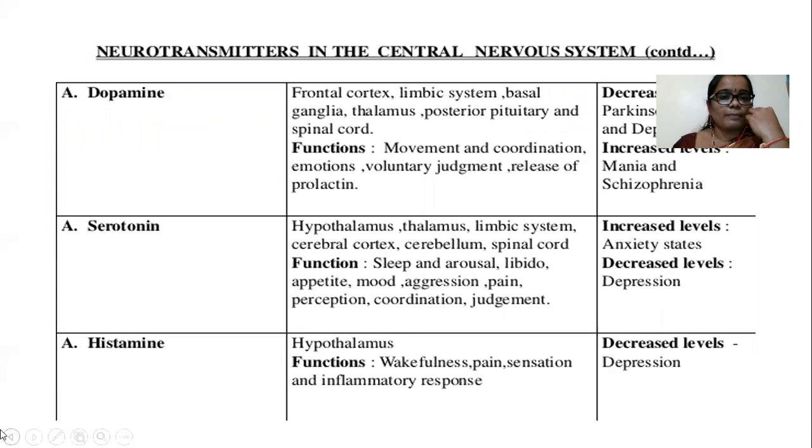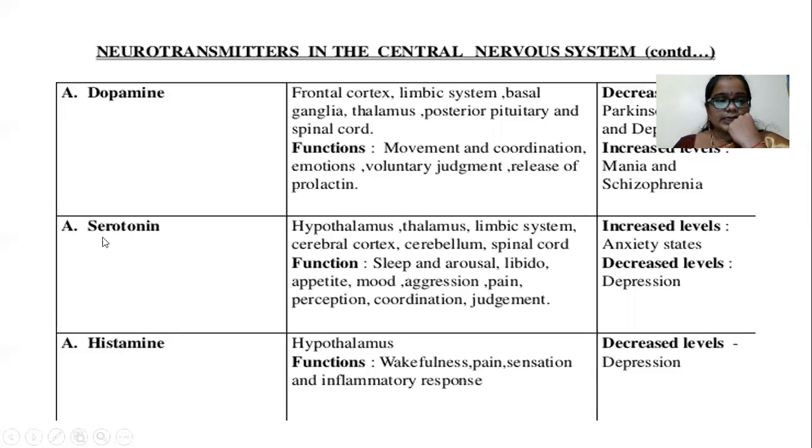Next thing is dopamine. It is located in the CNS. In which regions? The frontal cortex, limbic system, basal ganglia, thalamus, posterior pituitary gland, and spinal cord. The functions are movement, coordination, emotion, voluntary judgment, and it also stimulates the release of prolactin. If the levels increase, the person is affected with mania and schizophrenia. If they decrease, it means depression and Parkinson disease. All those diseases are related to drugs, which we will discuss in further chapters.